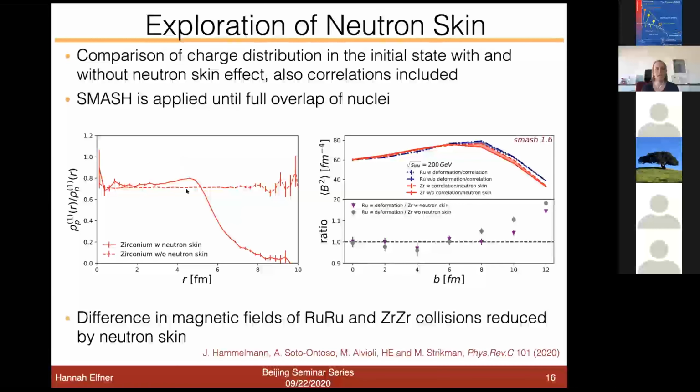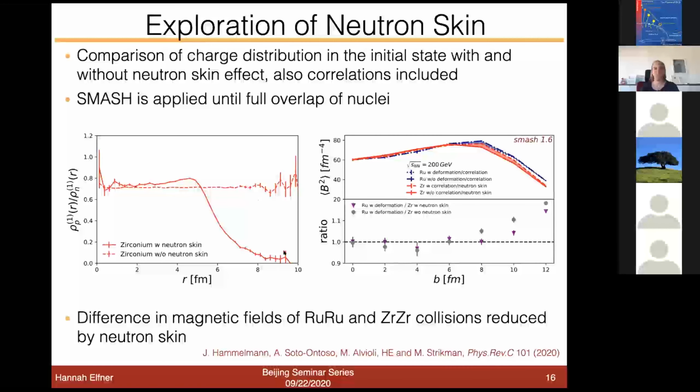So this is the neutron skin effect that is basically telling us that in some neutron-rich nuclei, the neutrons prefer to sit on the outside. So this is the ratio of the proton over the neutron distribution. So this goes down if you include this neutron skin. So then you have basically the protons sitting more on the inside of your nucleus and the neutrons more on the outside. This is why it's called neutron skin.